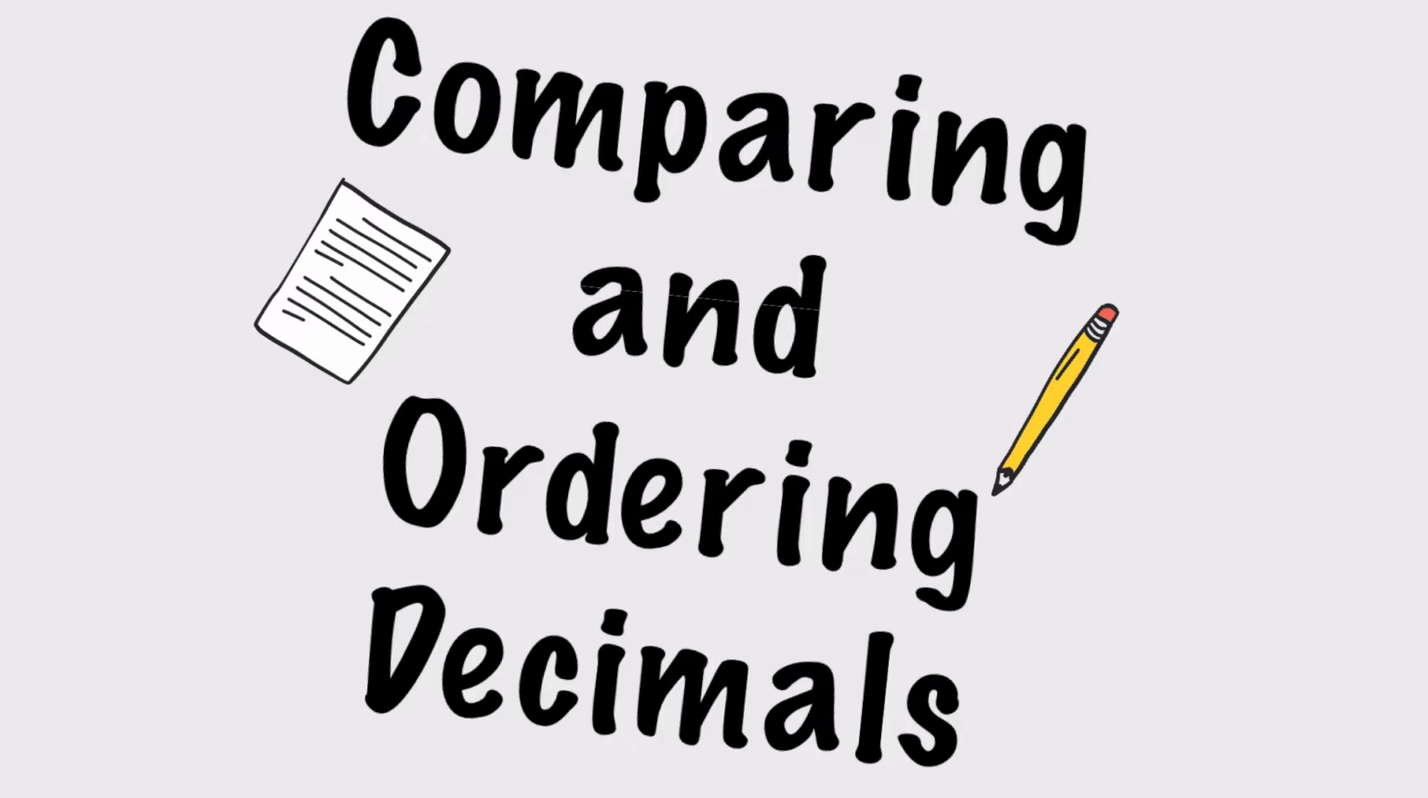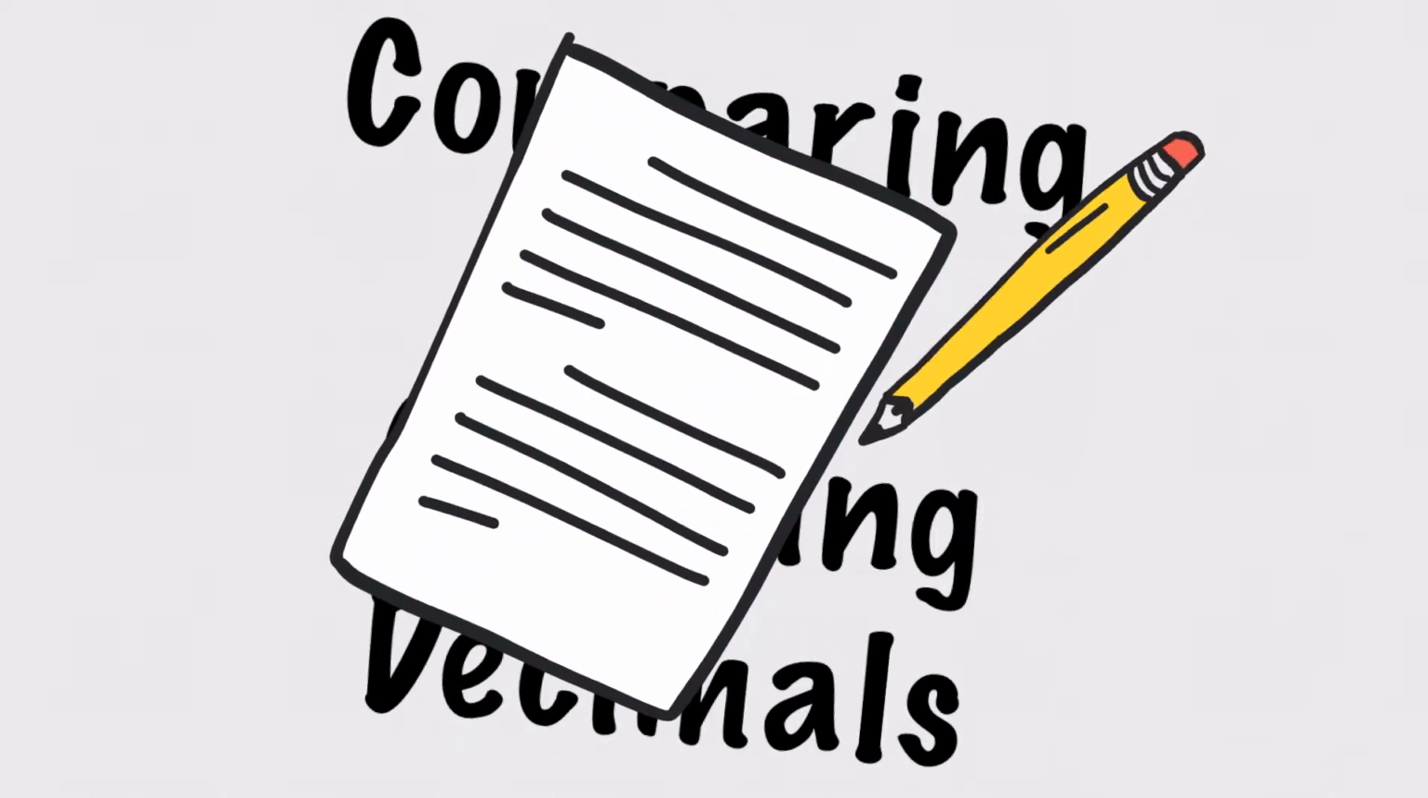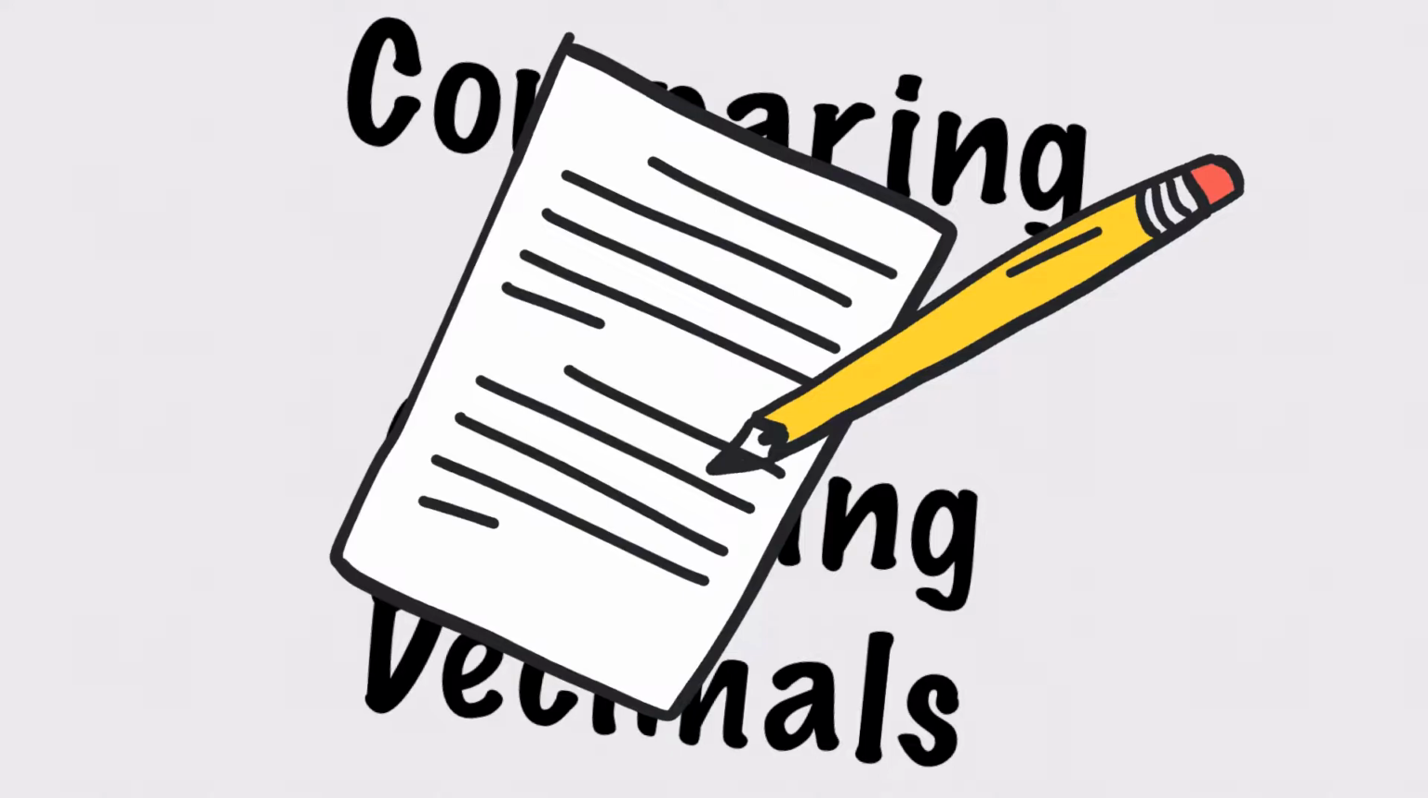Today's lesson is about comparing and ordering decimals, and we'll be using place value to do that. So I'm going to teach you a very easy strategy on how to compare decimal numbers by place value. For this lesson, you will need a piece of paper and something to write with, so pause the video now and go get a piece of paper and something to write with.